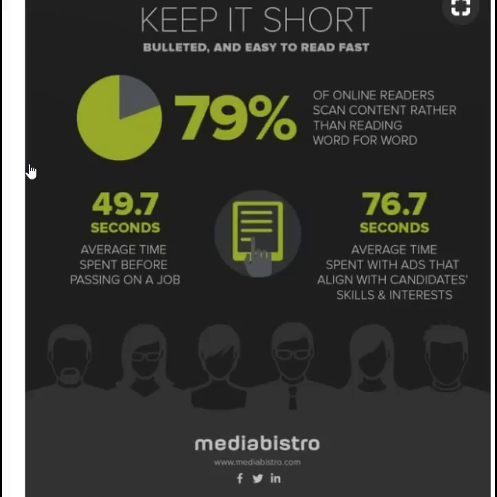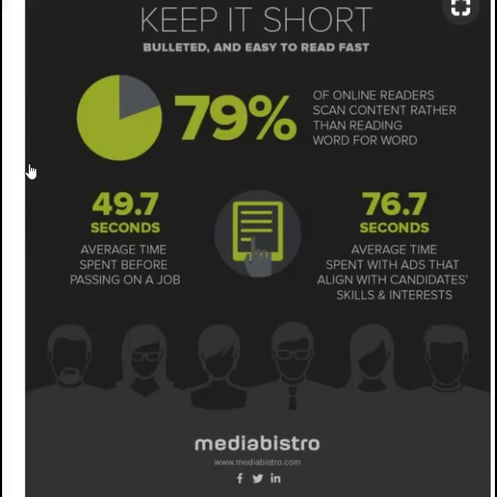which is nearly all of that time, 76.7, is the average time spent with ads that align with the candidate's skills and interests. So if they see that they're a good fit and they're interested in it, they're more likely to stay.